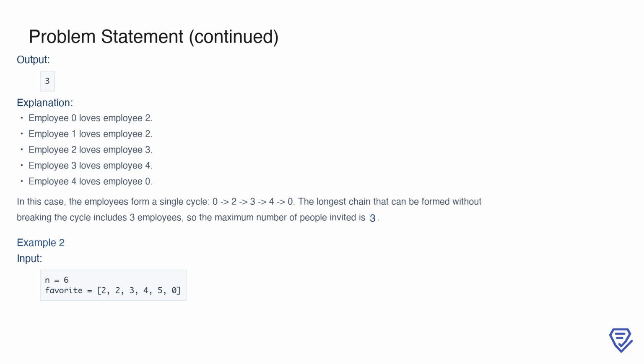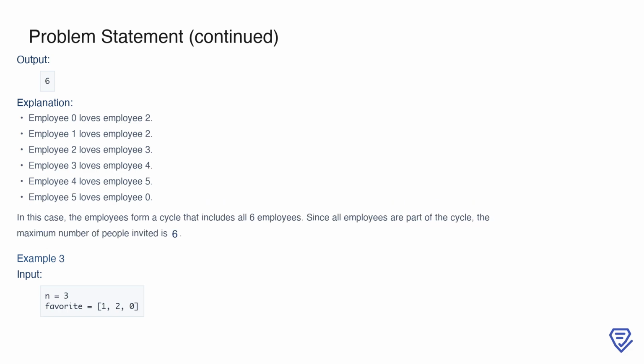Suppose n equals 5, and the favorite array is 2, 2, 3, 4, 0. In this setup, employee 0's favorite person is employee 2, employee 1's favorite person is also employee 2, and so on. These relationships form a cycle. Employee 0 points to 2, who points to 3, who points to 4, who points back to 0. In this cycle, the longest chain of employees that can be invited without breaking the cycle includes 3 employees. Therefore, the output for this example is 3, as that is the maximum number of people who can attend the meeting.